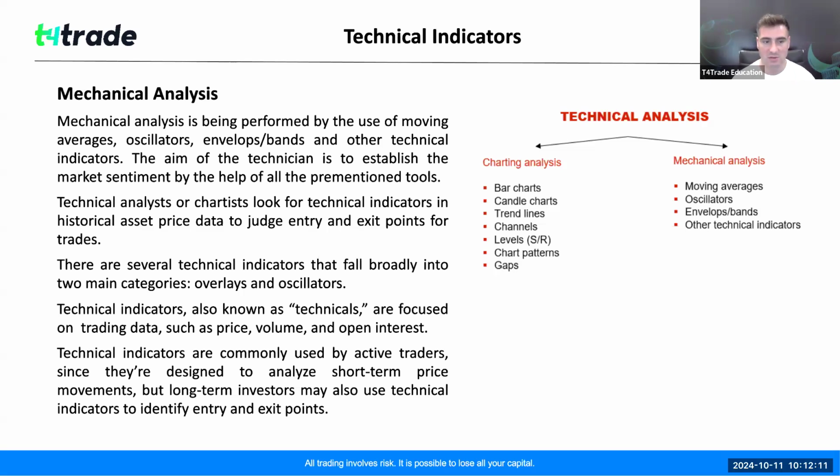Technical indicators are also commonly used by active traders, more specifically short-term traders, mainly because they are designed to analyze short-term price action. But long-term investors may also use technical indicators to identify entry and exit points or keep track of where the market is headed and how their long-term position is behaving. Is it going with the trend? Am I positioned well enough to capture the uptrend or the downtrend, depending on the situation? Are there signs of a potential reversal, or is everything well and good?